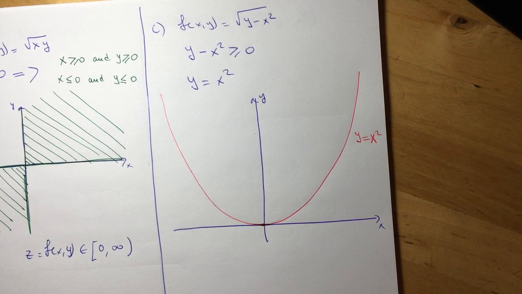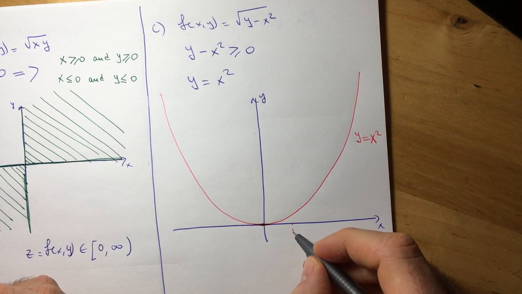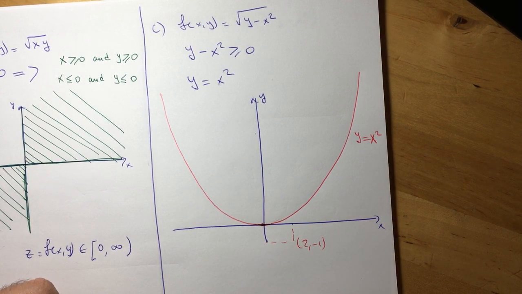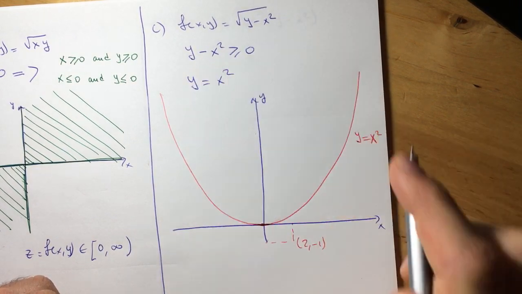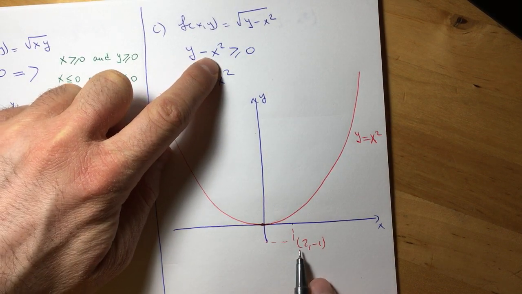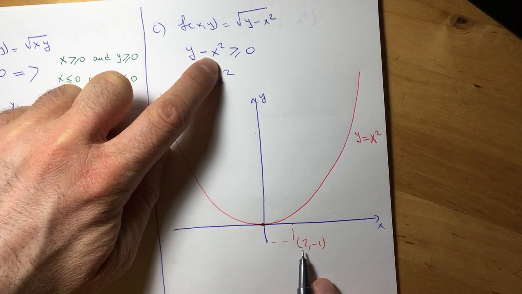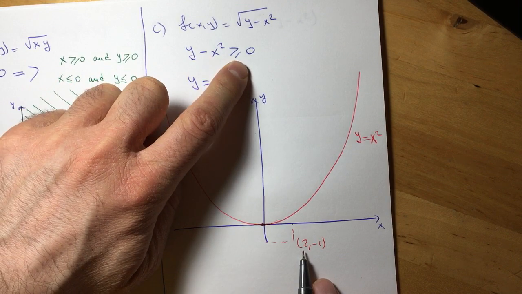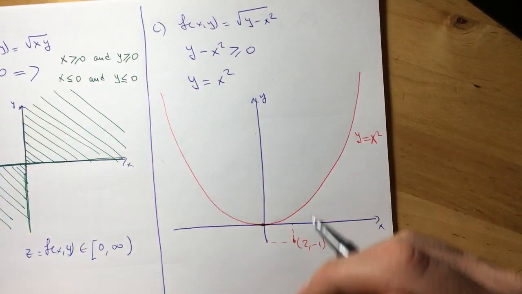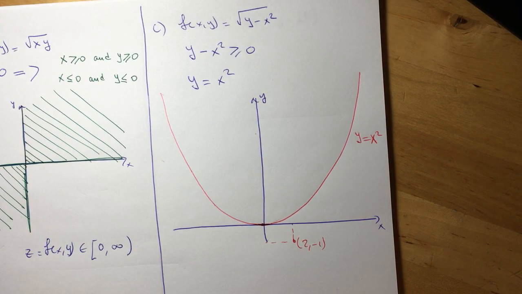So again, take any point either here or here and check whether that point satisfies this inequality. Okay, so let's take the point 2 and negative 1. Does this point satisfy this inequality? So negative 1 minus 2 squared is 4, so negative 1 minus 4 is not greater than 0. That means that none of the points on this side of the curve belong to the domain. Okay, none of the points in the xy plane.